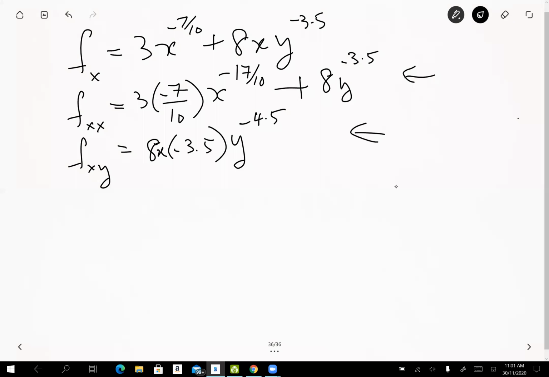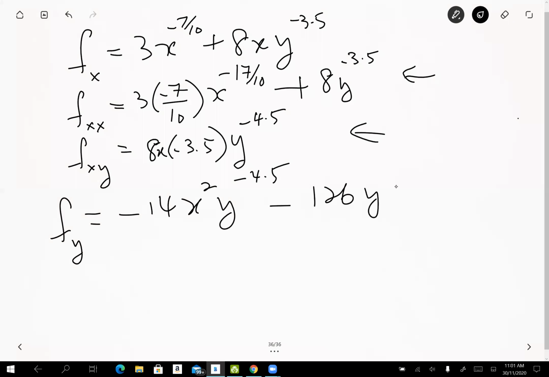Okay. Now, the second part, I got fy. Fy, if I rewrite it, I got negative 14 x squared y to the power of negative 4.5 minus 126 y to the power of 5. Is this correct? Check. Say it now if I made a mistake. Is that fy correct? Okay, good. Sometimes you make mistakes when you multiply out.